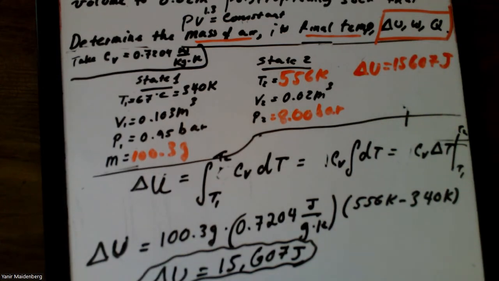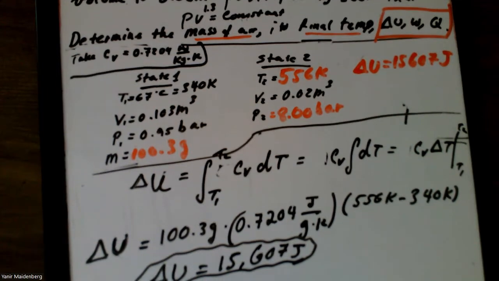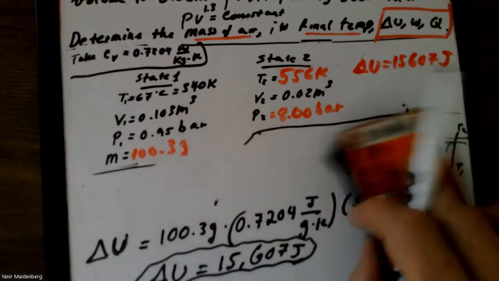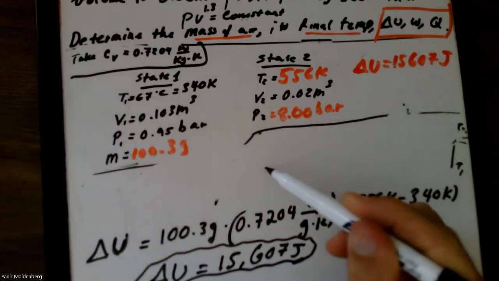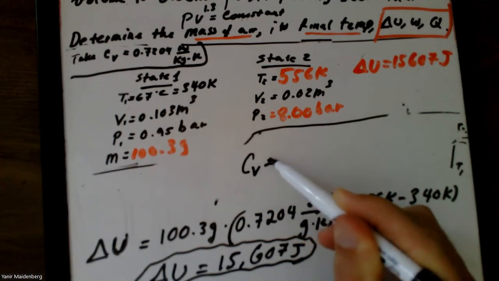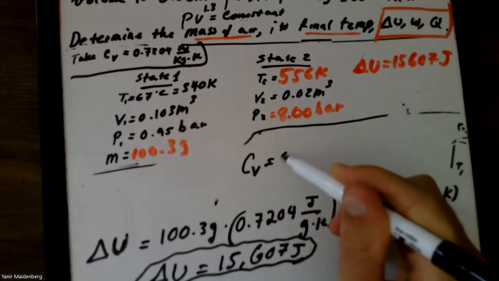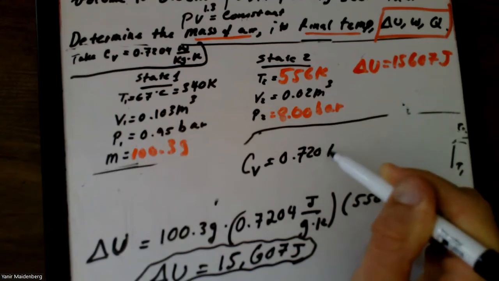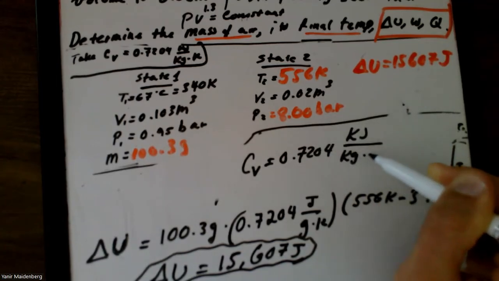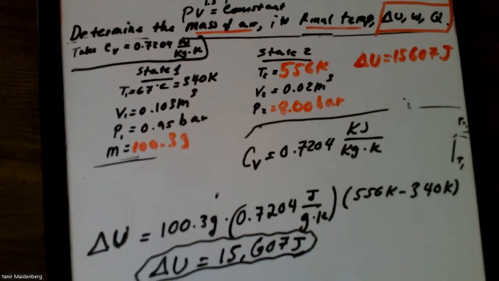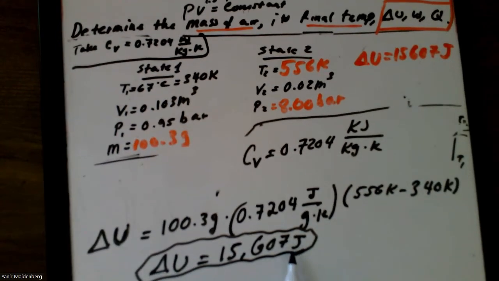You just divide through the mass. Let's say, for example, we didn't have the mass. We can divide through by the mass and get it on a per mass basis. That's one thing. The other thing that you may have noticed I just did, and may have been a bit distressing, is that the CV here in the question was given as 0.7204 kilojoules per kilogram Kelvin. And I just threw that in there and said it was joules per gram.